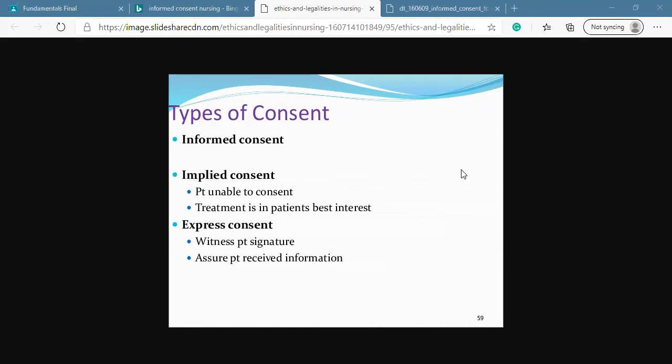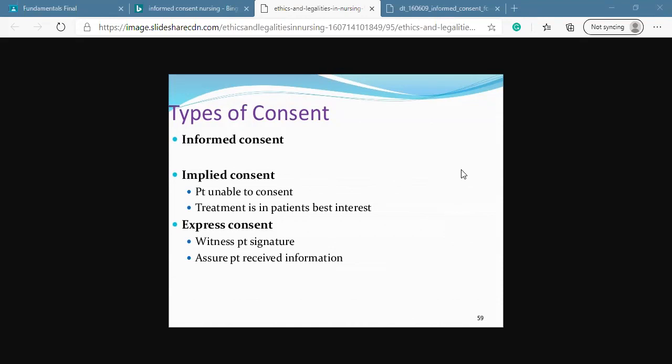Our role is to make sure my patient can understand the procedure, and also to make sure the doctor has taken the signature from the patient, or we make sure the patient signs the informed consent form. And we will be there as a witness.